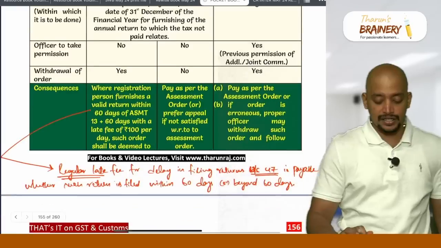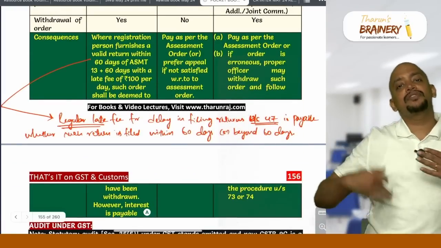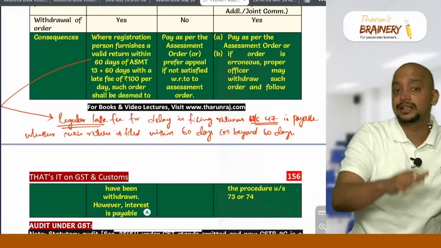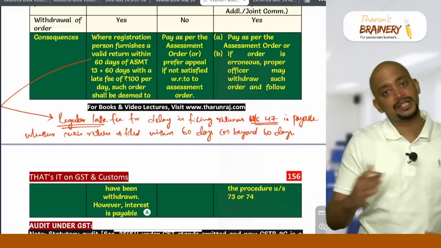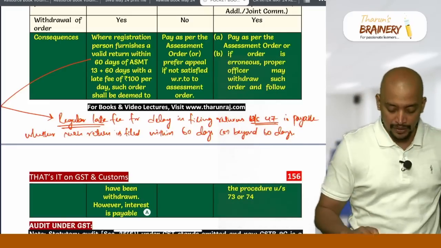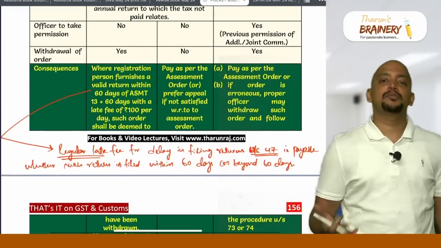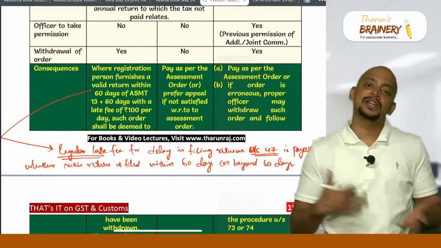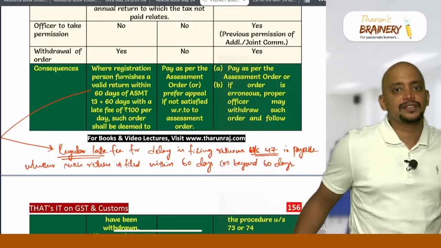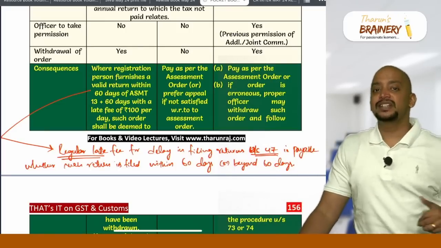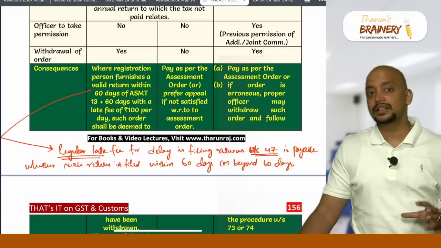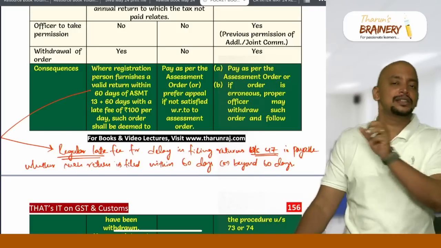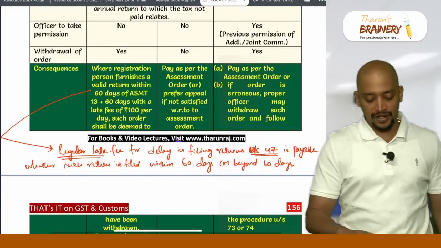What is that late fee under 62? Suppose you are not filing returns after the best judgment assessment order within 60 days, then for every day of delay you need to pay 100 rupees. Now this is apart from that regular late fee. Then interest is also payable naturally, because a delay in filing returns means there is a delay in payment of tax. So interest is payable. So then there is an option available to that person in case of section 62, that is best judgment assessment on account of non-filers of return.